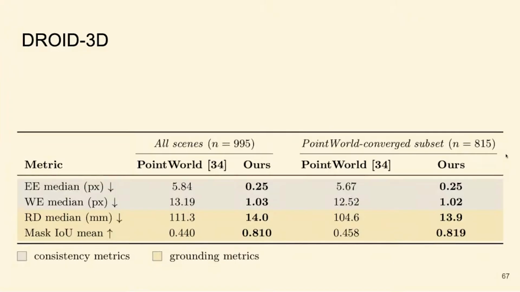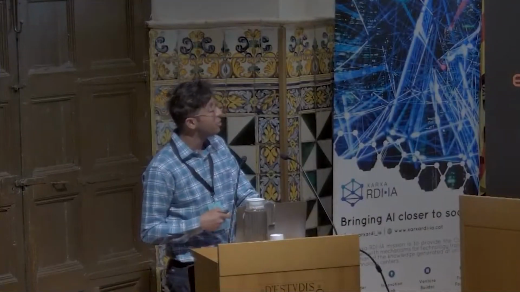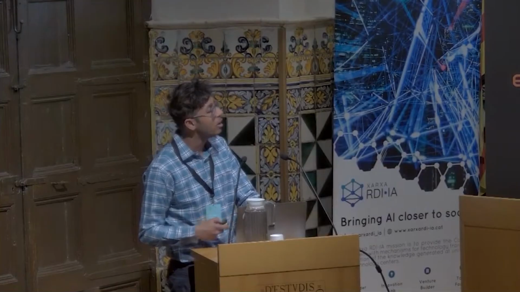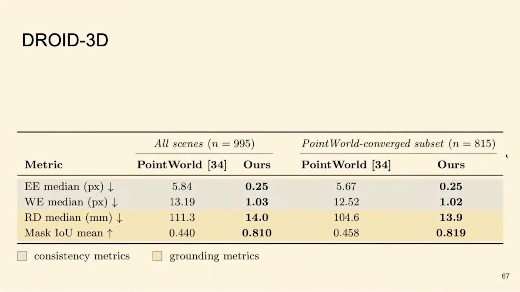Now, compared to this previous effort, PointWorld, we are far better. On the external cameras, we are able to get almost sub-pixel reprojection errors. And for the wrist to external cameras, we get like 1 pixel. But also the other issue is that the correspondences themselves have an error of 1 pixel. So this is almost the lower limit of what's possible.